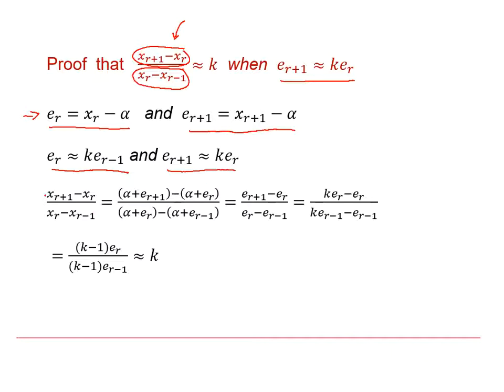And so we start off with our ratio of differences there, and if we express everything in terms of alpha and the error terms from what we've seen above, then fortunately the alpha terms cancel out, and e_(r+1) can be replaced with k times e_r, similarly on the bottom, and then we can take a factor of k minus 1 out on the top and the bottom, and so they cancel, and we're left with the ratio of e_r to e_(r-1), which by definition is k.